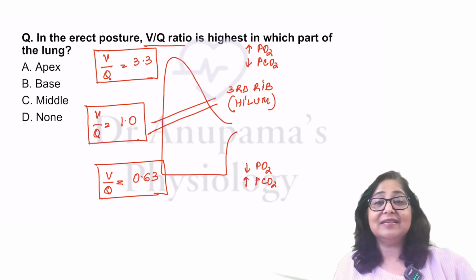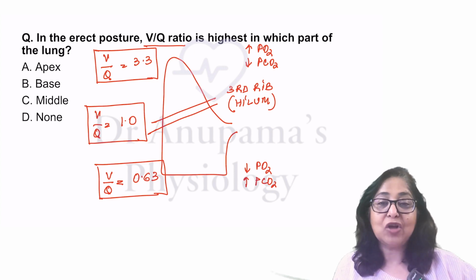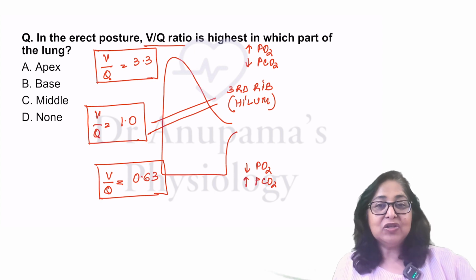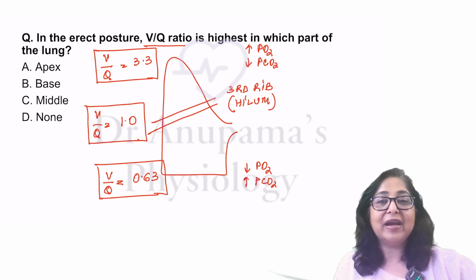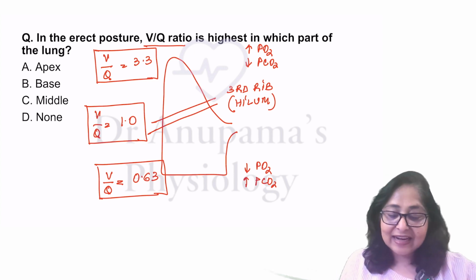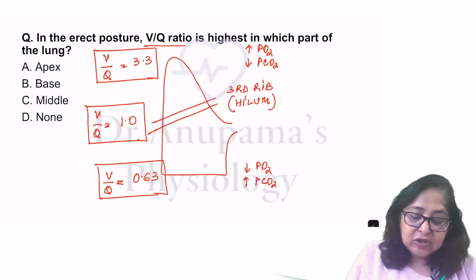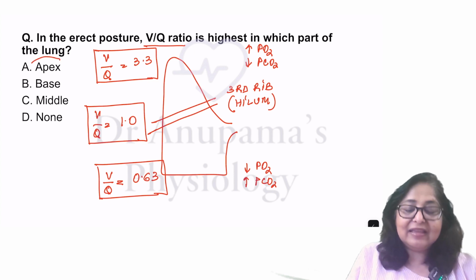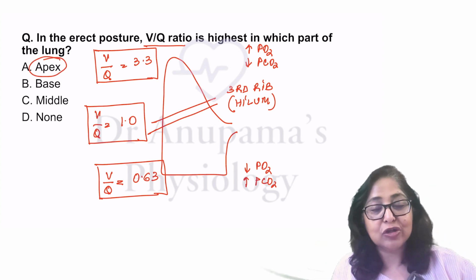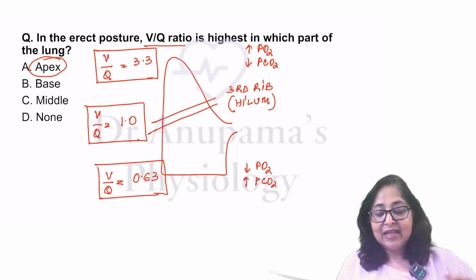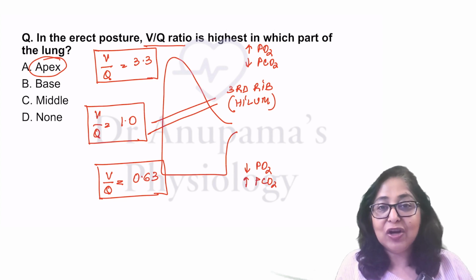And that's also the reason why tuberculosis is common at the apex. Mycobacterium tuberculosis is an air-loving organism. So the hematogenous spread in secondary tuberculosis will occur to the apex because of a high PO2 level at the apex. So VQ ratio is highest at the apex, but this is in the standing position. The moment you lie down, these gradients will be lost.